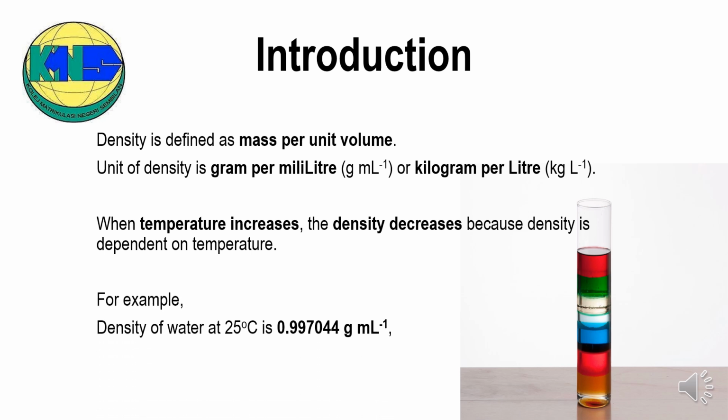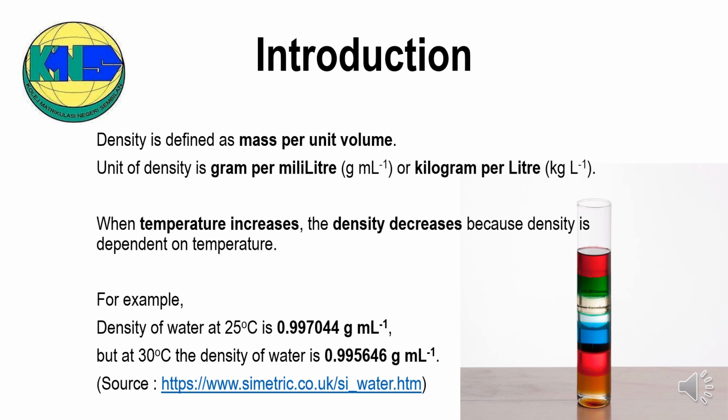For example, density of water at 25 degrees Celsius is 0.997044 gram per milliliter. However, at 30 degrees Celsius, the density of water decreases to 0.995646 gram per milliliter.